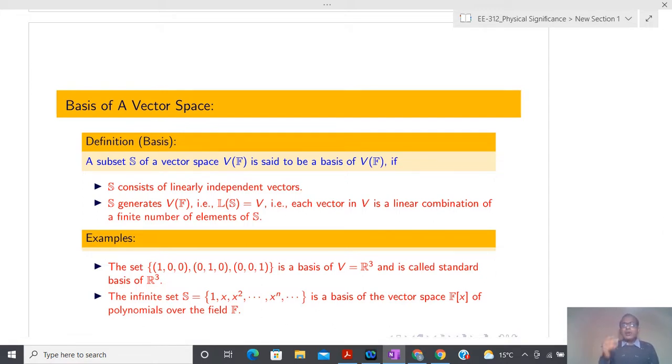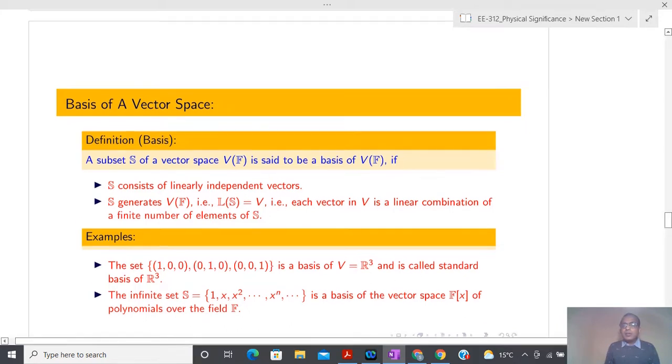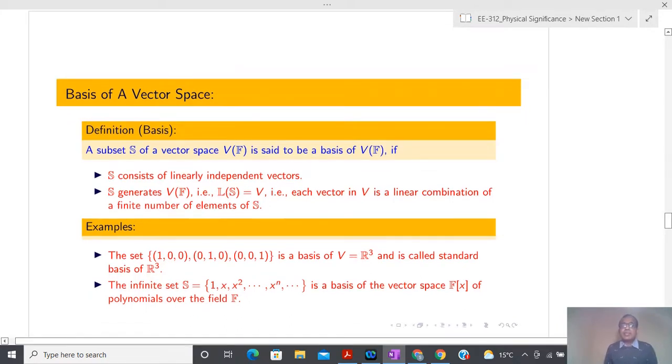Okay, so let us now come to the definition, which combines the idea of linear independence and spanning, with a minimum number of spanning vectors. That definition is called a basis. A subset S of a vector space V over a field F is said to be a basis of this vector space if S consists of linearly independent vectors.